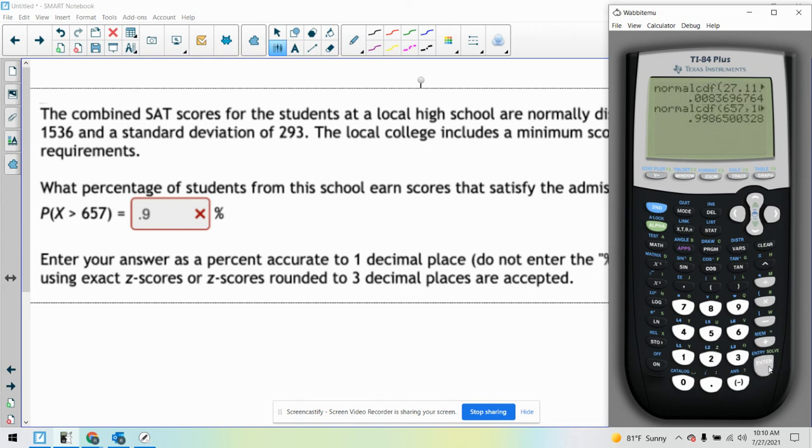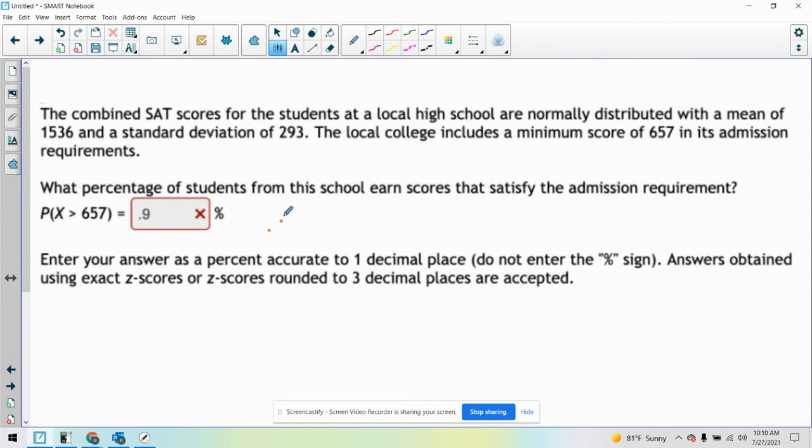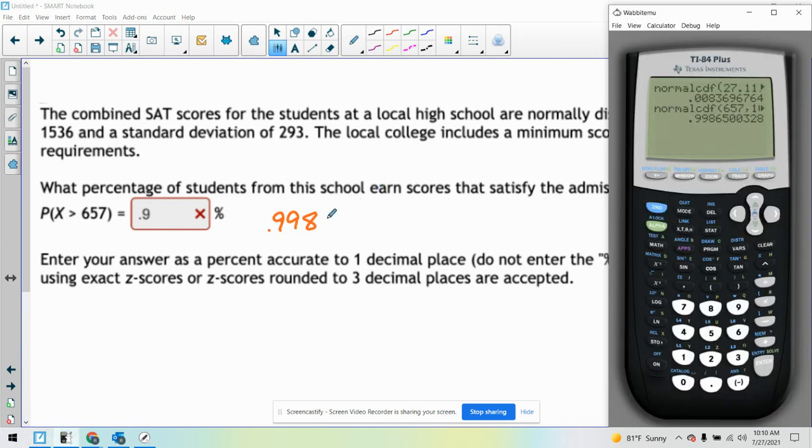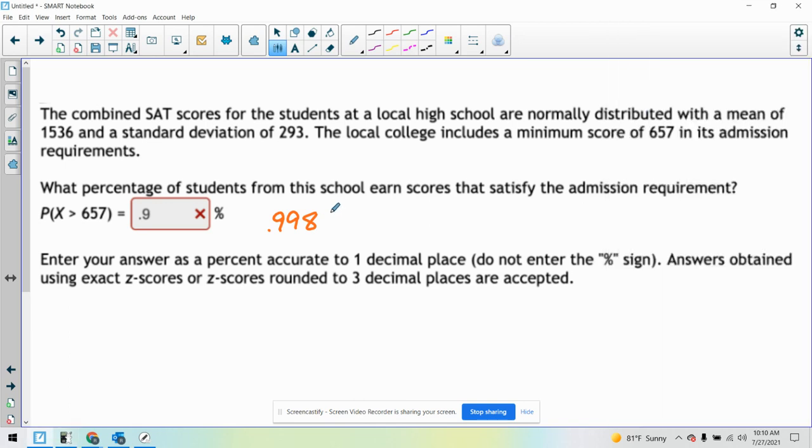Paste. We get 0.998, but it wants one decimal place. So 0.9986. This is not a decimal. This is not a percent, I mean. You have a percent symbol here. So I have to change this to a percent. So this is 99.86. So the one decimal place would be 99.9.